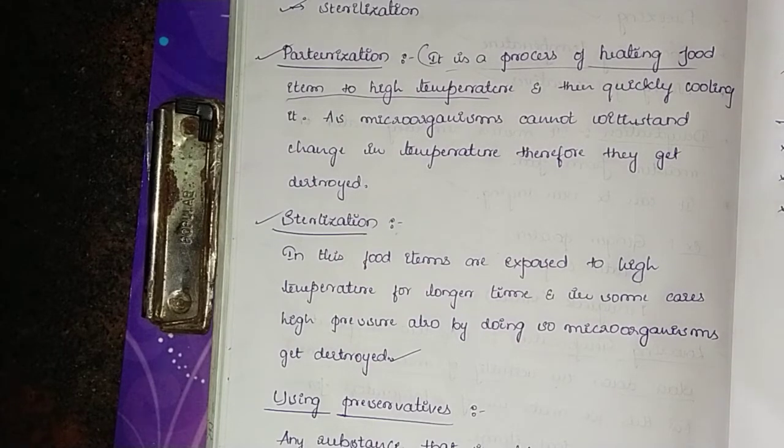I can show you the picture of that in the school. So a sterilization machine will be there for this. In this, food items are exposed to very high temperature for a longer time, and in some cases high pressure also, by which microorganisms get destroyed.